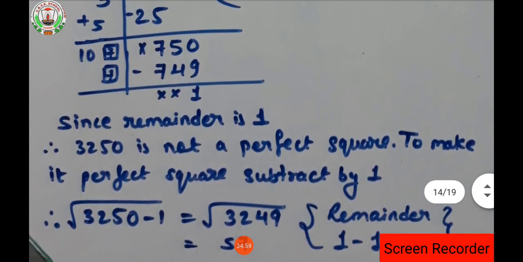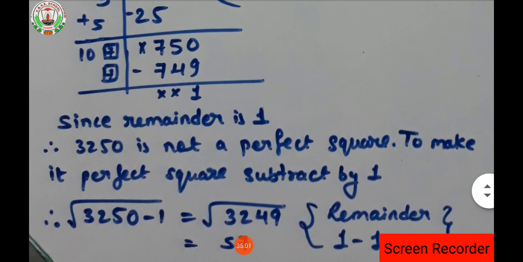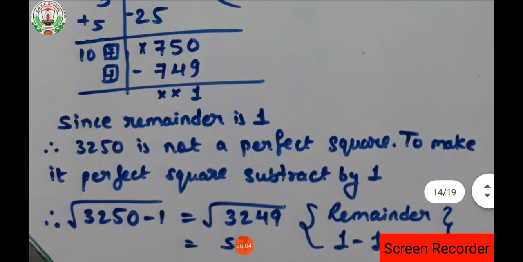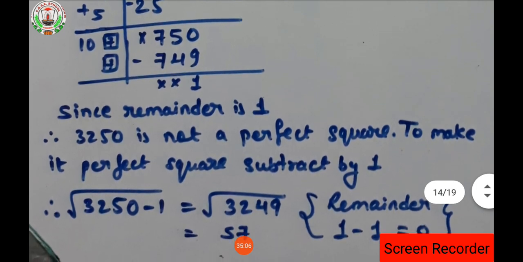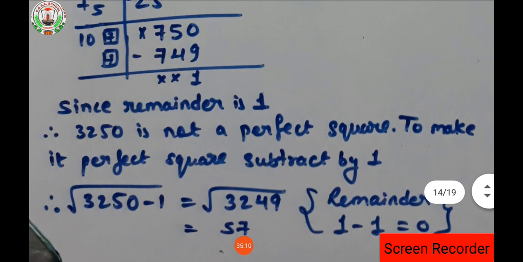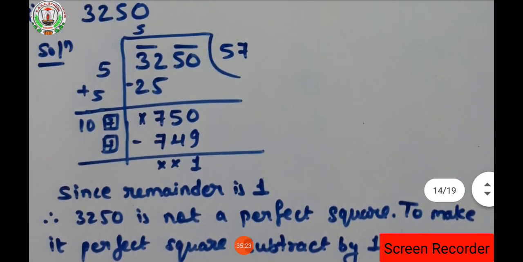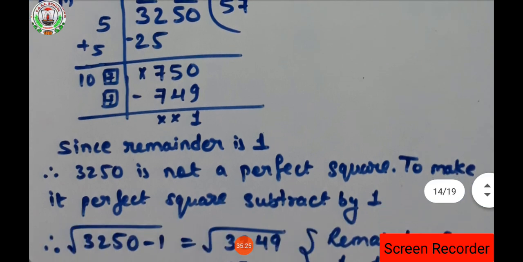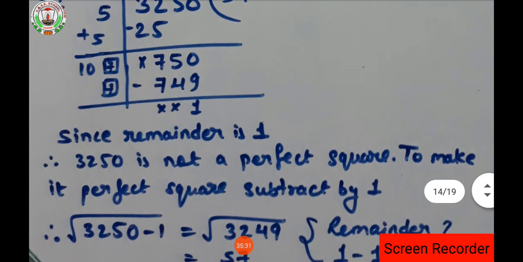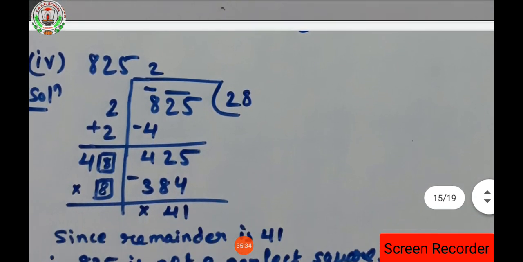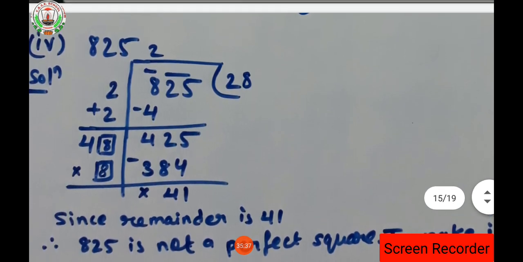So what dividend are we having? 3250 as the dividend, and it will be subtracted with the remainder also. When it is subtracted from the remainder, it will be 1 minus 1, the remainder becomes 0, and when it is subtracted from the dividend 3250, it will become the square root of 3249, which is 57. 57 is the answer. Have you understood, everyone? Hope you have understood. If any doubts, please ask me through my WhatsApp number. Clear? This is the solution of the third part.